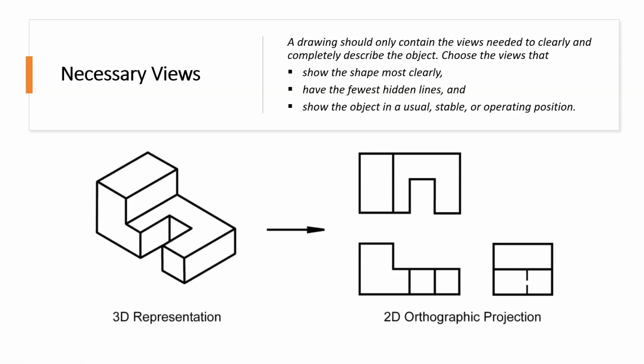We can't just decide that we're not going to draw hidden lines. And then we also want to show the object in its normal, stable, or operating condition, okay? So those are just 3 guidelines to help you identify which views are necessary.